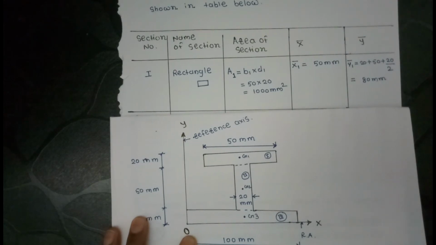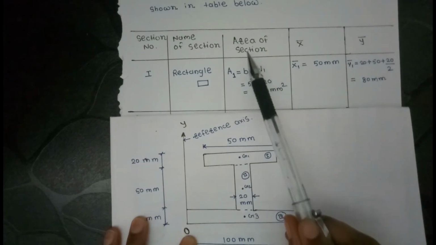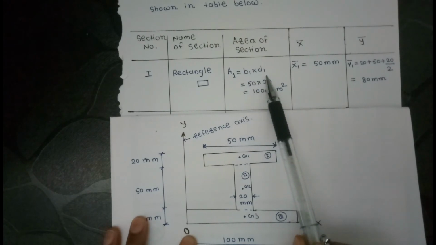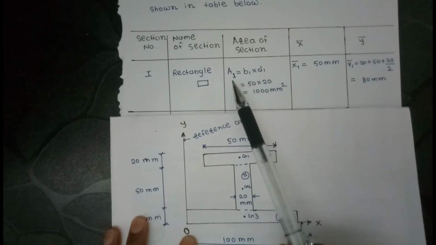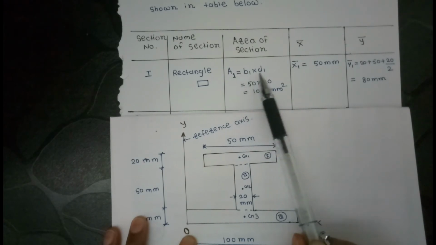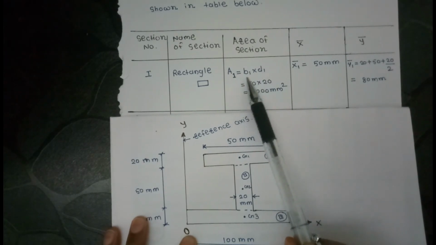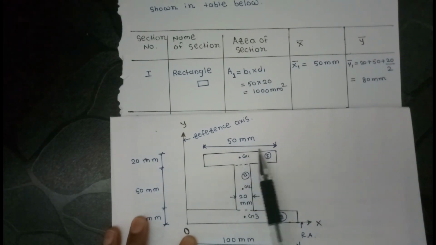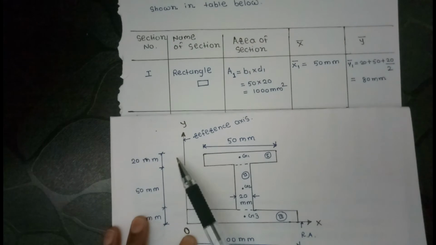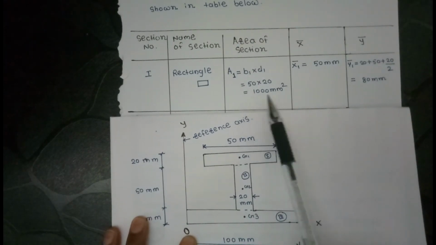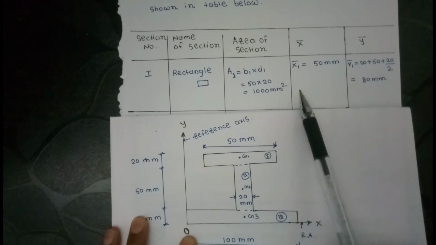Area of section A1 is equal to B1 into D1. What is the area of a rectangle? Area of rectangle is equal to B into D. So A1 is equal to B1 into D1. What is the value of B1? Width is 50 and depth is 20. So 50 into 20, we get 1000 mm square.